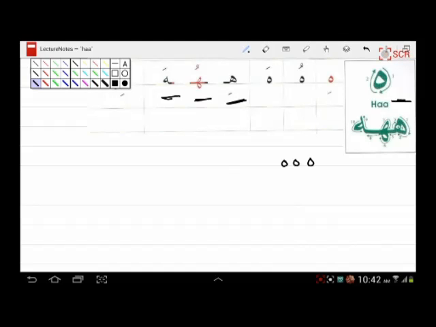Okay, now the initial. Now what I do, I start from above the line a little bit, making my curve like that, okay? And then I do a circle in the middle, and then I get back to the line.